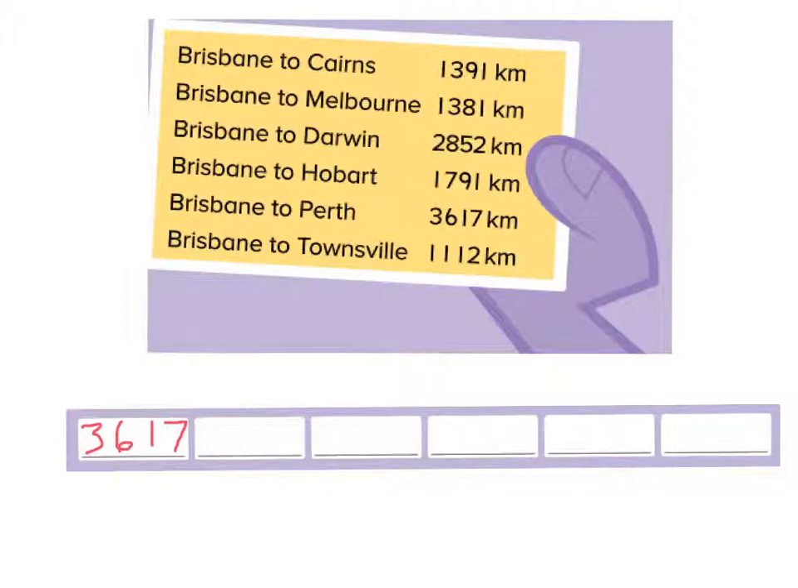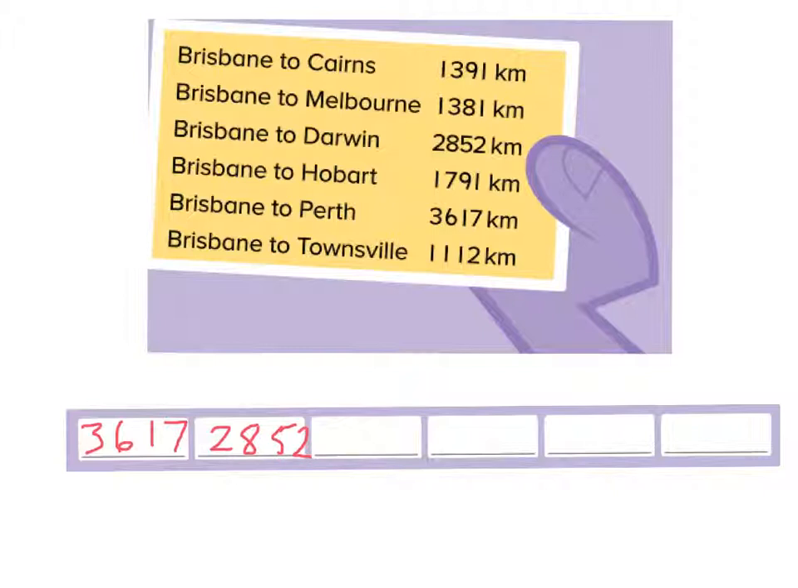Next, I'm going to go to the number that has 2,000 in it because it's the only one with a 2 in it, and that's less than 3. So Brisbane to Darwin was 2,852.